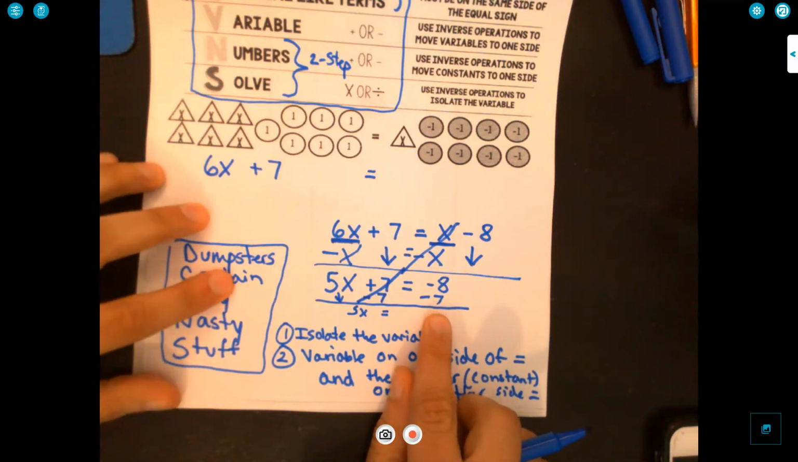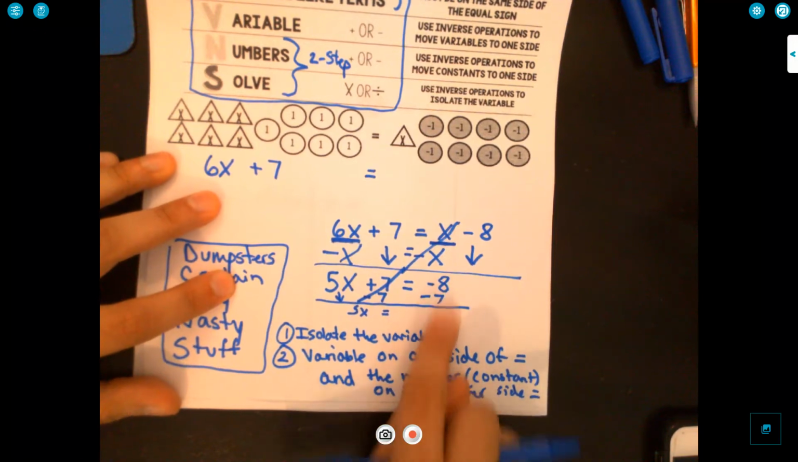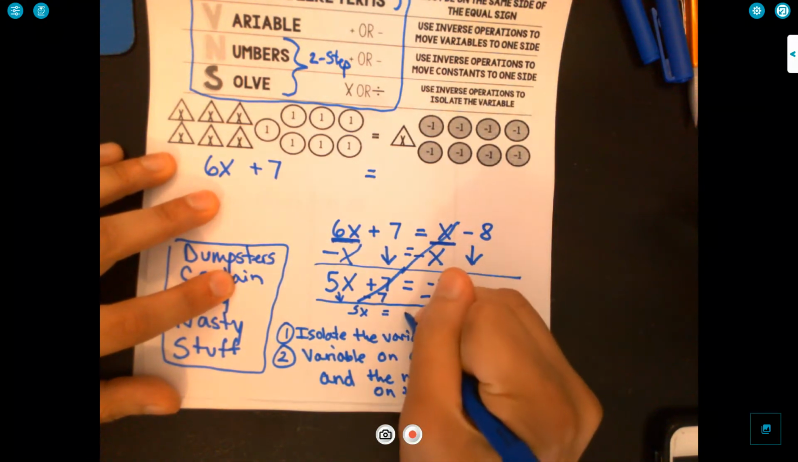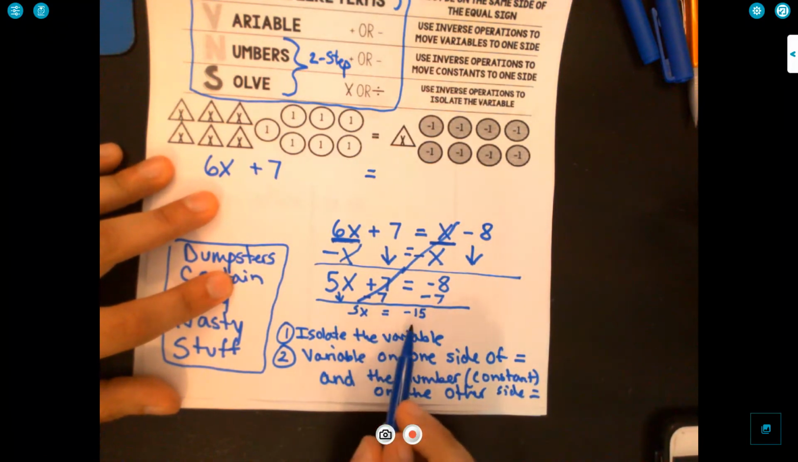So that should be, so two negatives. Largest number is a negative, so that means we're going to add these. So that's 15, so we're going to have a negative 15. All right, so now we have 5x equals negative 15.